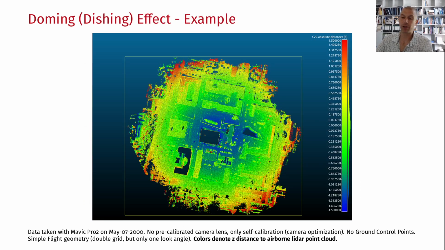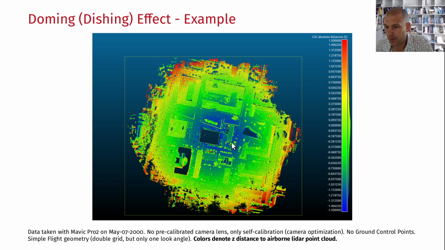So here's an example of such a dishing effect. This is out of CloudCompare, and this shows the height difference between a structure from motion point cloud collected with a Mavic Pro, a newer model. This should be May 7th, 2020, not 2000. So this is almost 2 years old. And this is the offset in meters.